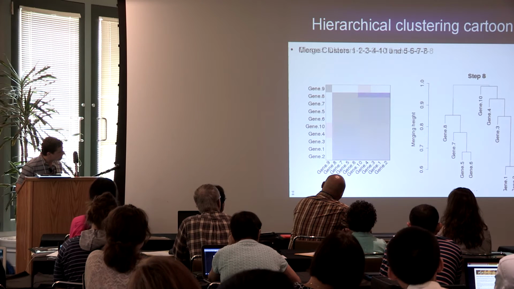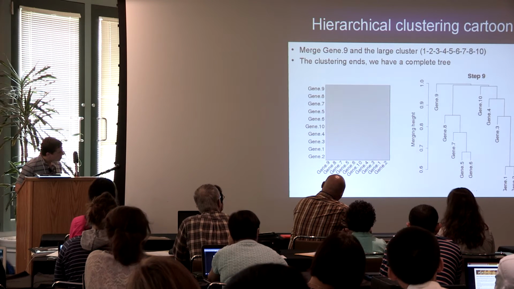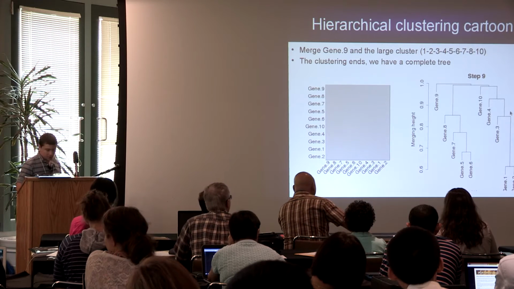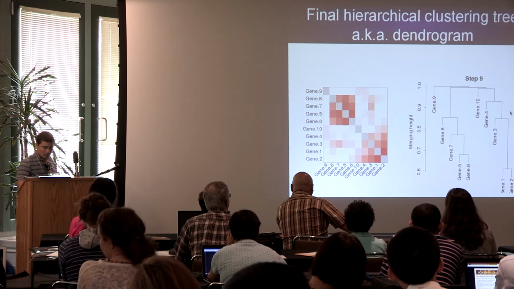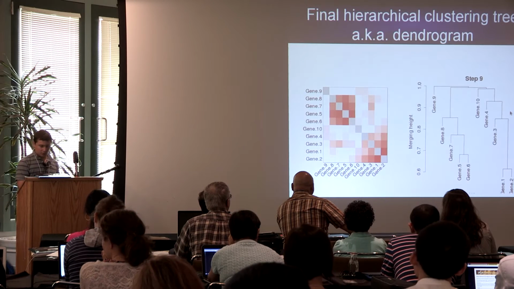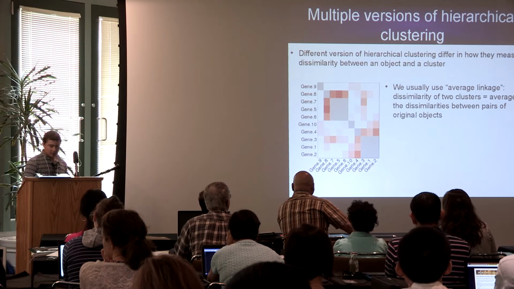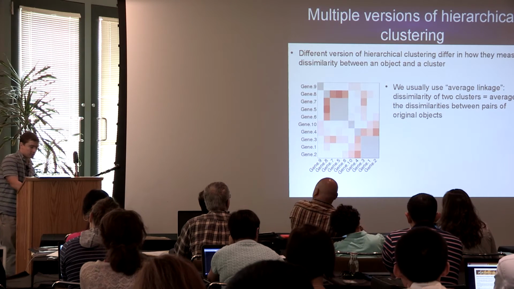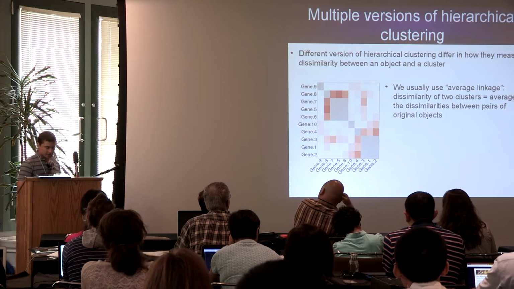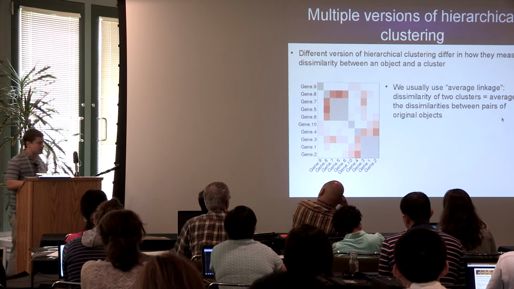And so the tree grows until all objects are merged into the tree and the tree is complete. Okay, so this is the final clustering dendrogram. So what do we do next? Oh, sorry, I should say first that there are several versions of hierarchical clustering which differ in how they measure dissimilarity between an object and a cluster.